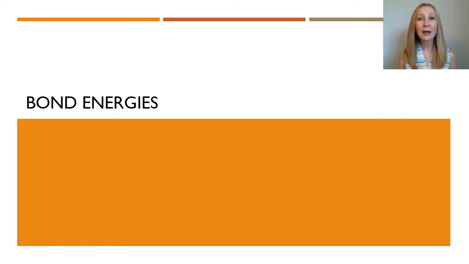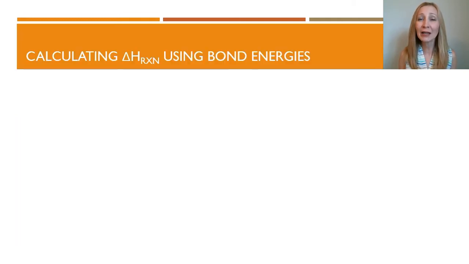Sometimes you can't measure the heat of a reaction directly using calorimetry or even indirectly using Hess's law. Sometimes you have to just resort to approximations using bond energies. So in this video, I'm going to explain to you how to use bond energies to get approximate enthalpies of a reaction. So a few things about bond energies, first of all.